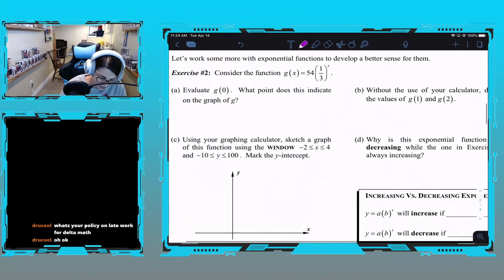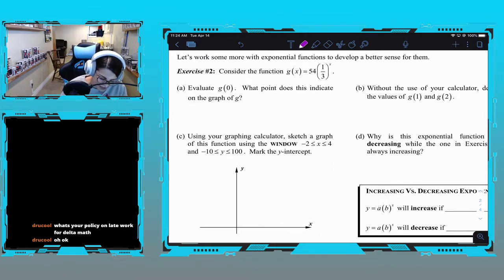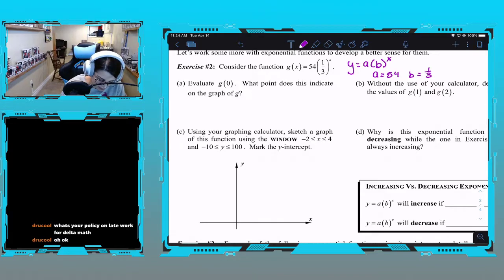All right, so we have g of x equals 54 times 1/3 to the x. So remember, we have y equals a times b to the x, where a is your y-intercept and b is your growth factor. So our y-intercept is going to be 54. So a equals 54, and b equals 1/3. What that tells me is when I go to graph this, my y-intercept is 54. So let's put it here. I'm going to skip around just a little bit.